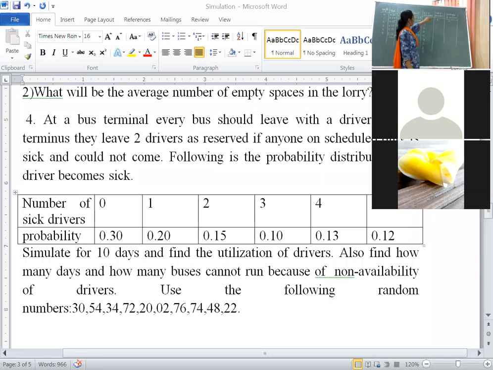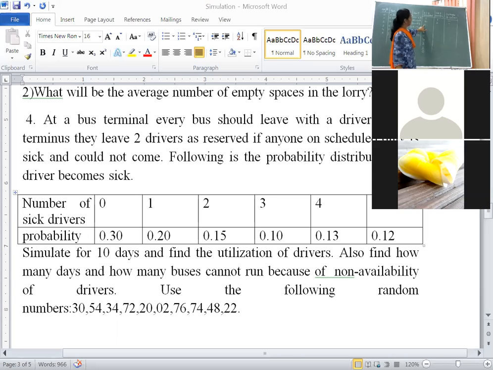One driver is sick. Out of those 2, can we take 1 driver? Yes, that's why take 1. Okay, next, in the second case, 2 drivers are sick. Out of 2, we take those 2 reserved drivers, I will take 2. That means there is no shortage of drivers.